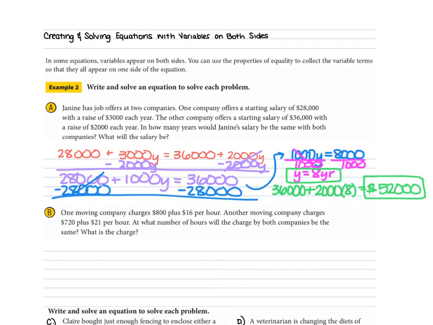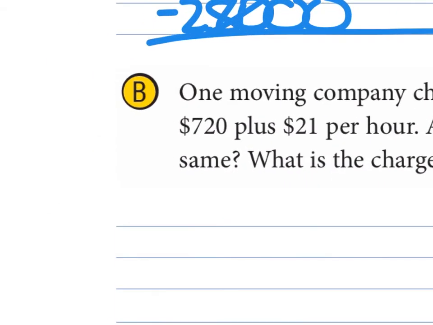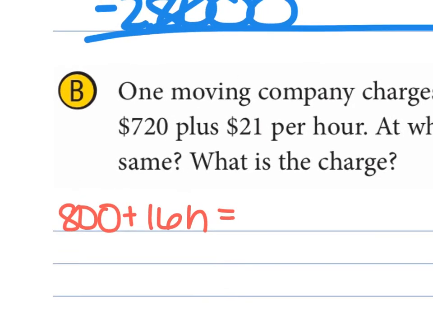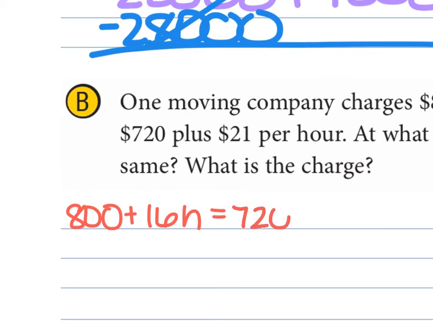For B, it gives us one moving company charges $800 plus $16 per hour. Another moving company charges $720 plus $21 an hour. At what number of hours will the charge by both companies be the same, and what is the charge? So we want to start with that $800 plus $16 per hour, and it's going to be equal to $720 plus $21 per hour.